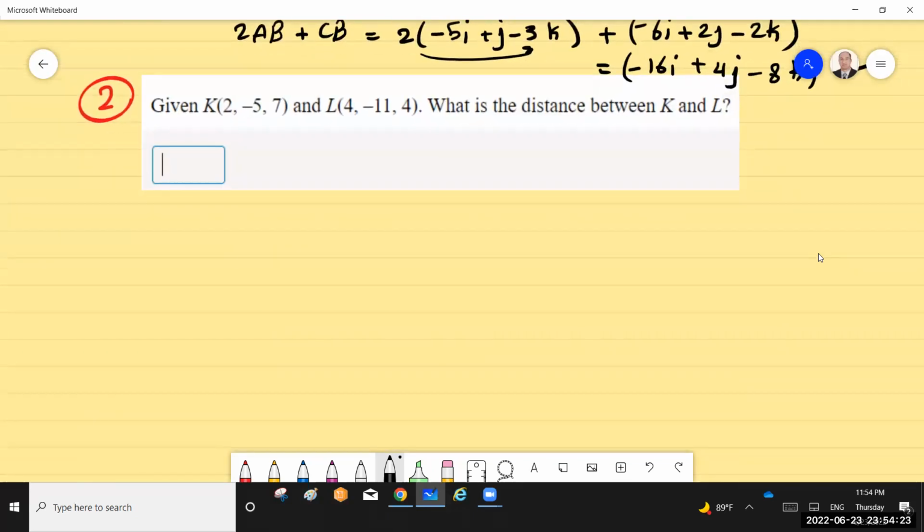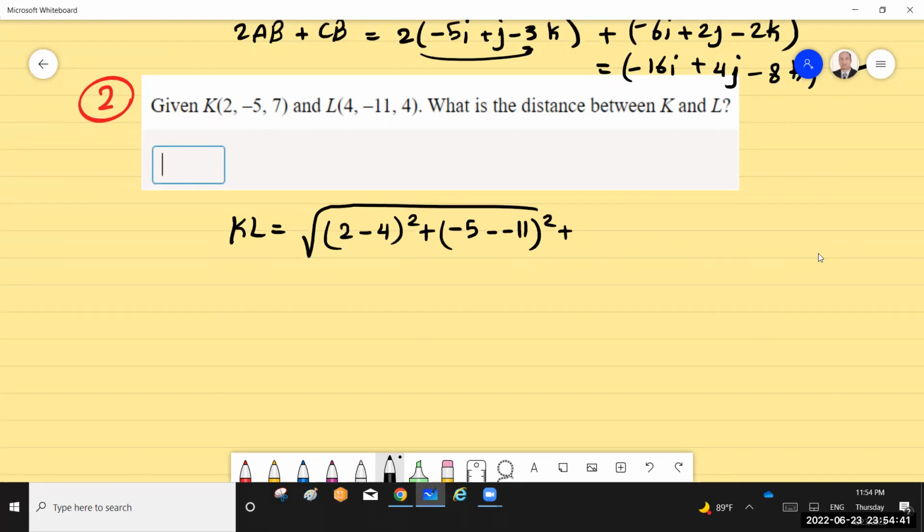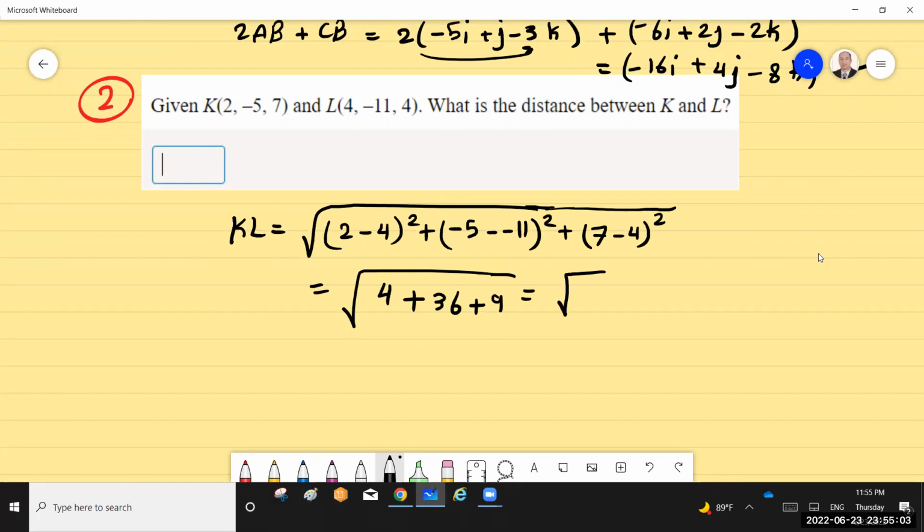Question number 2. Given two points K and L, what is the distance between K and L? The distance formula is a direct application of the Pythagorean theorem. Just subtract the x components: 2 minus 4 all squared, plus -5 minus -11 all squared, plus 7 minus 4 all squared. Just calculate this amount and we'll get the answer. 4 plus 6 squared, which is 36, plus 3 squared, which is 9. So the answer is the square root of 36 plus 49, which is 7.